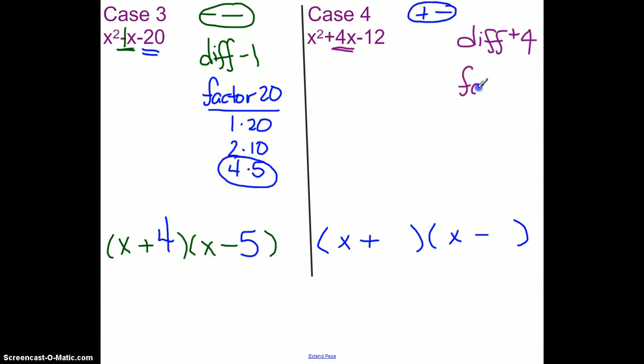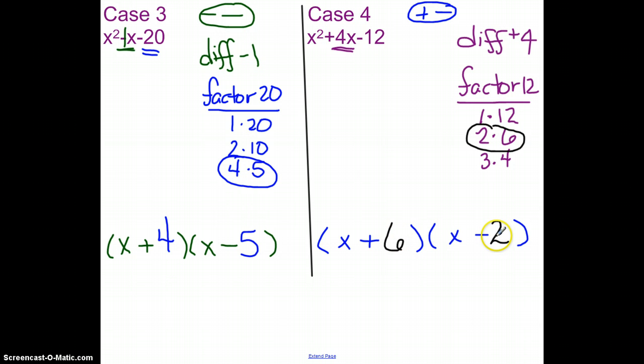And I'm going to have to factor 12. So if I factor 12, 1 and 12, 2 and 6, 3 and 4. So if I look at those, I want to find one that's going to give me a difference of 4, which means down here it would be 2 and 6. Because the difference is a positive number, the bigger number has to go here. So that's a 6 and a 2. So positive 6 plus negative 2 is going to be a positive 4.